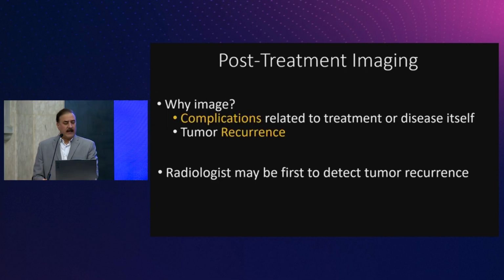So why do we image in the post-treatment setting? One is that we want to look for any complication that is related to the disease itself or the treatment that has been instituted for that disease. Or, of course, we are looking for tumor recurrence. And more often than not, it will be the radiologist who picks up the tumor recurrence on a post-treatment neck scan.